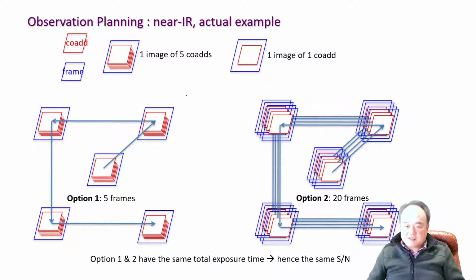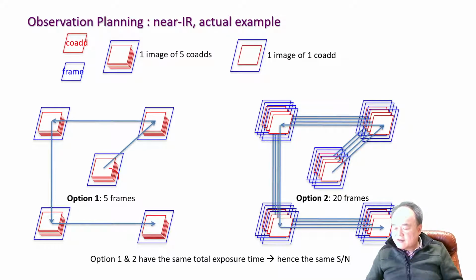So the graphical representation of these 2 options is like this. In each box 5 position, the coadd is kept at 1 with the frame time of 5 seconds. You just repeat the box 5 data pattern 4 times. Okay? That way you can achieve the same desired result. Okay?